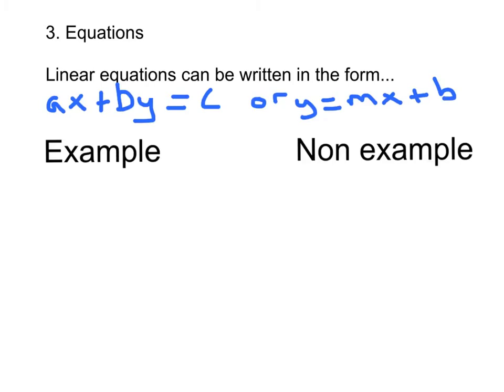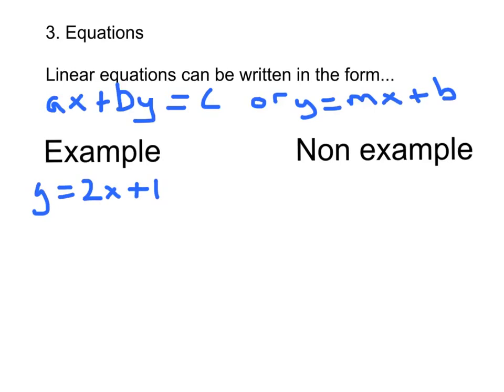So these are all linear equations. Y equals 2x plus 1, because this is written in the form of y equals mx plus b, where 2 is my m and 1 is my b.